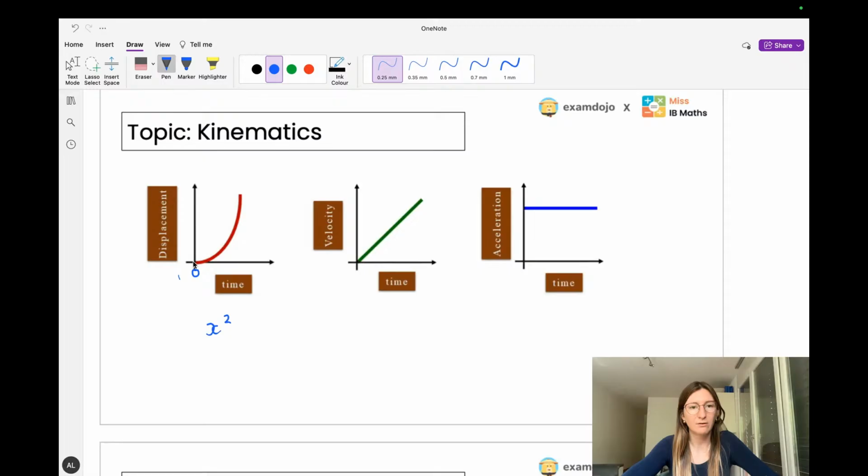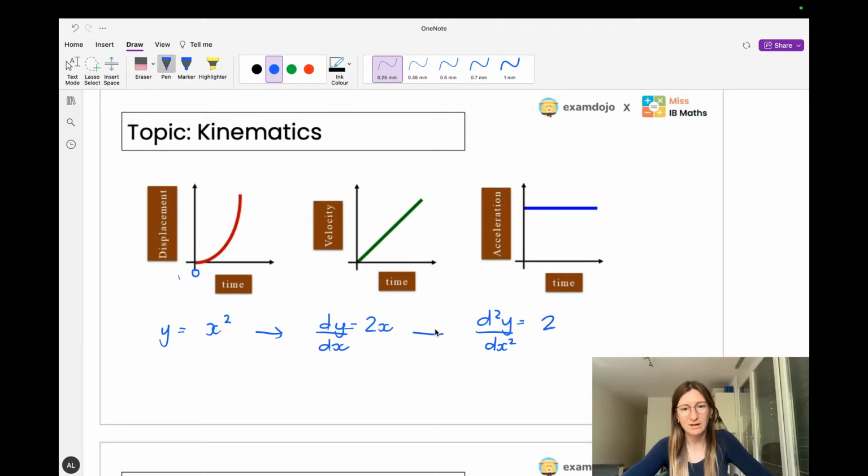So here's an x squared graph. When you differentiate that, for the velocity graph you get 2x, which is just a straight line. And when you differentiate that to get acceleration, you just get 2, a constant line, y equals 2. So this is y equals x squared, and let's actually say dy by dx and d2y by dx squared to have proper notation. You can see how the graph is changing as we go from each derivative to the other.